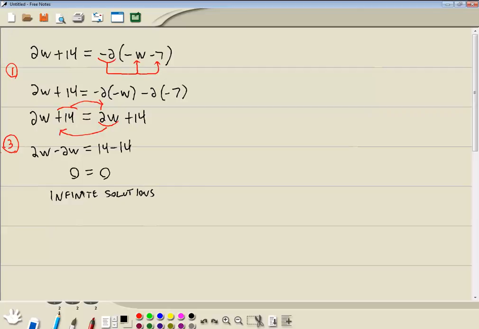So we can't come up with w is equal to 5 or w is equal to 1. There's an infinite number of answers, which means that no matter what value you put up here for w, it'll be true. Now another way to say infinite solutions is to refer to it as an identity. An identity means it's true for all values of w.